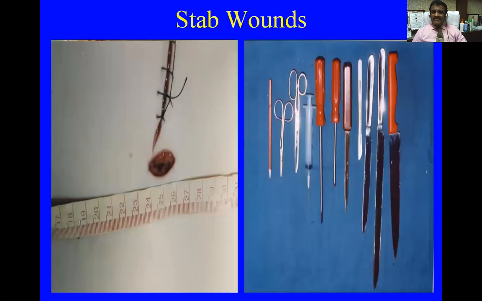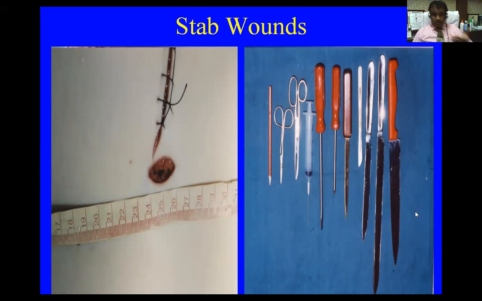Here you can see a few household instruments which are used for stabbing. You can see a stab wound here, and you can see one stab wound stitched over here. You can see lots of other instruments here: the pencil, scissors, a syringe, a screwdriver, a knife, and a scalpel. These are all used for the purpose of stabbing. They also cause incised wounds.